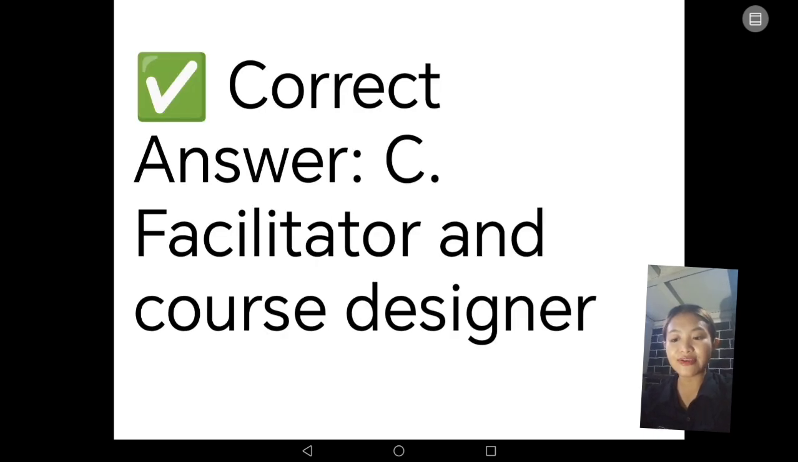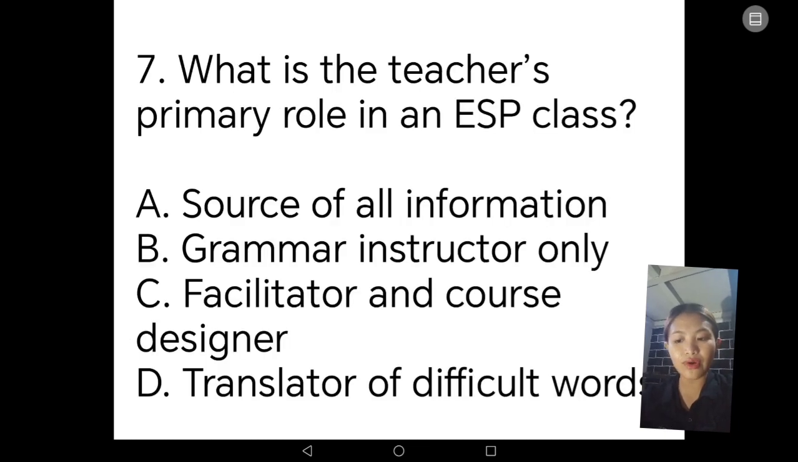The correct answer is letter C. Facilitator and course designer. ESP teachers act as guides who tailor lessons, materials, and tasks to match learners' specific goals. Letter A is not the correct answer because in ESP, learning is collaborative and needs-based.